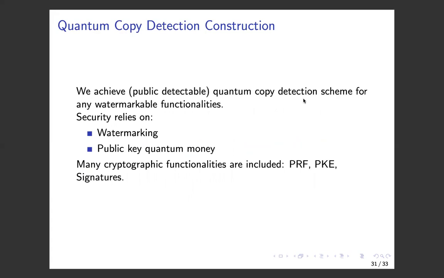Using this security notion, we show that we can achieve public detectable quantum copy detection scheme for any watermarkable functionalities. The security relies on a usage of public key quantum money and also the watermarking property of the functionalities. Many cryptography functions can be watermarked, such as PRFs and PKE and signatures. And for those who are not familiar with watermarking, this is a classical cryptography primitive that allows us to embed marks, unremovable marks, into classical functionalities, so that anyone who tries to remove the mark would destroy the underlying functionality.